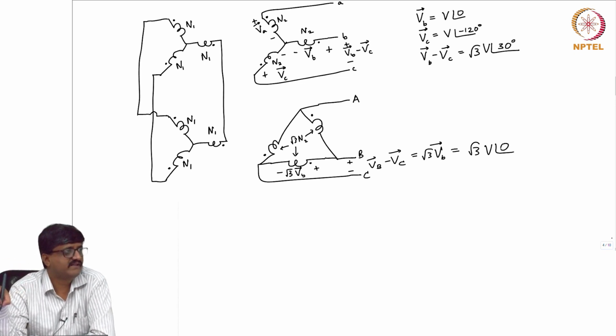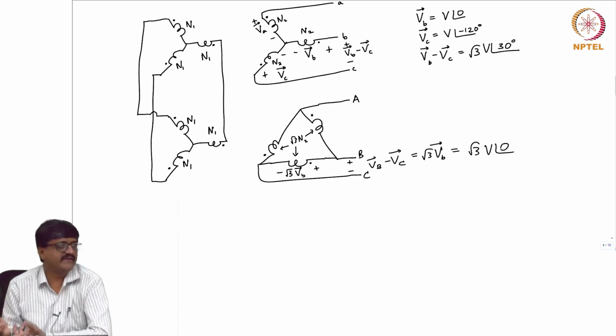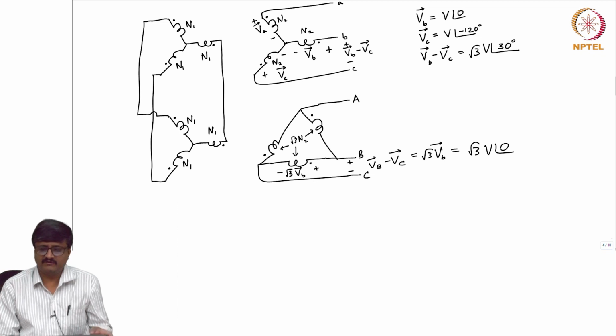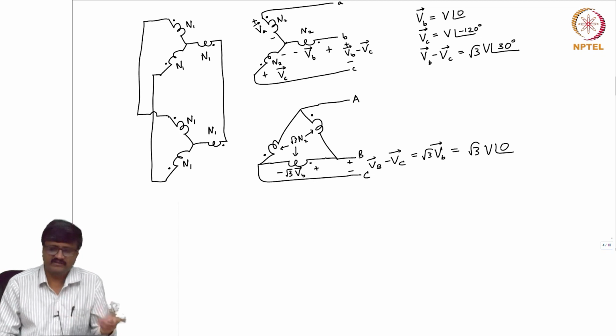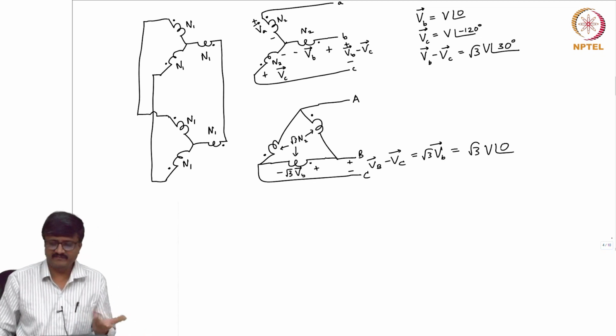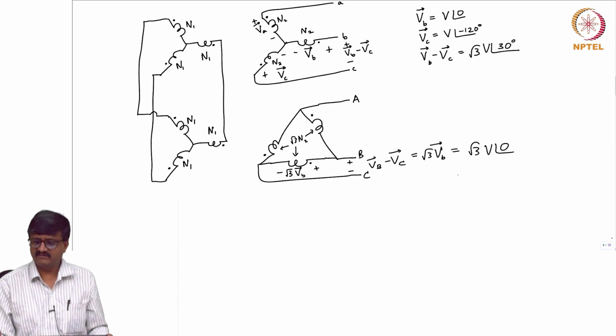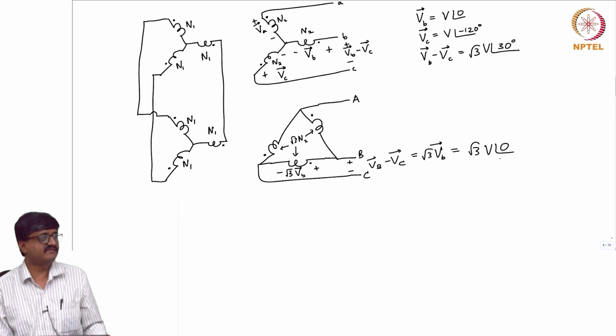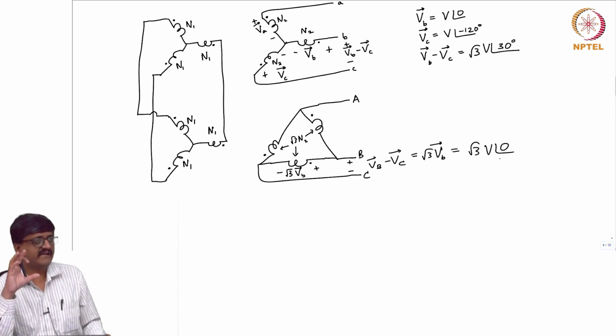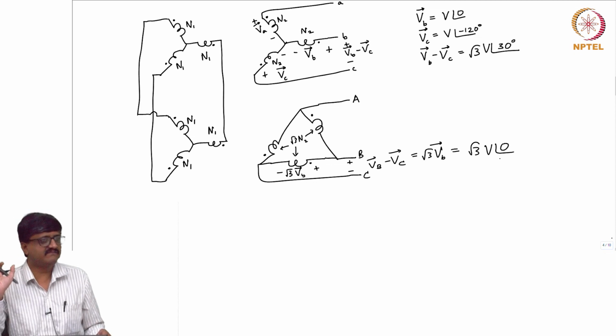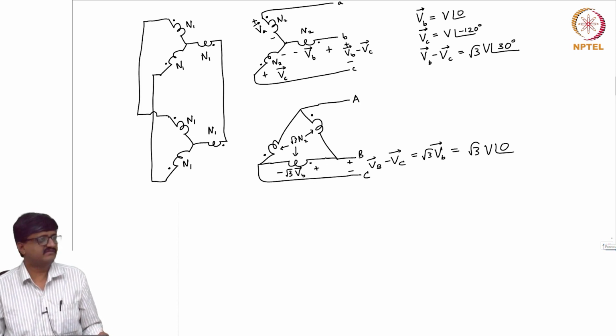So, that answers the question, which one is lagging and which one is leading. I just took between two terminals B and C. You can take between A and B, C and A also; A and B also gives the same thing. So, we saw that VB minus VC is root 3 V at an angle 30, whereas in the delta case it is root 3 V at an angle 0. So, the voltages of the delta winding are lagging the voltages of the Y winding. So, shall I go to the other page?